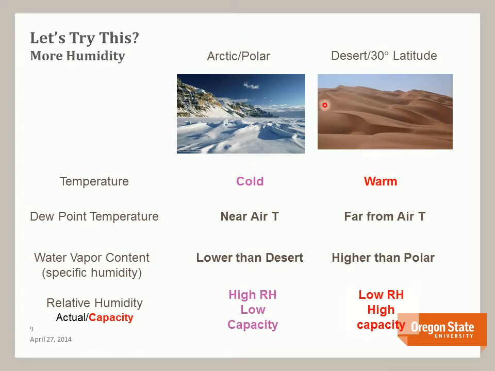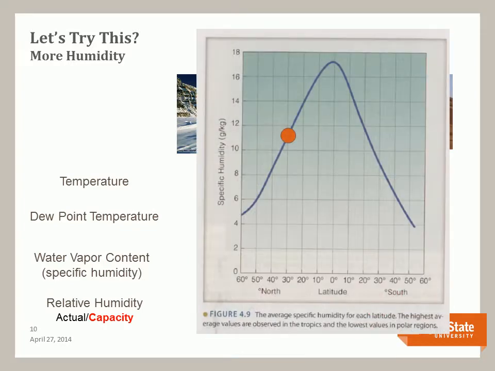So let's look at another example. This is the Arctic polar situation versus the desert 30-degree latitude environment. Let's go through the different characteristics: temperatures, cold, warm, or hot. In the deserts, the dew point temperatures, in this case, we're going to be a little different. We're going to say they're near the air temperature, and here they're far away from the air temperature. The water vapor content is lower than the desert. So there's more water at the pole, and that is shown in this graph.